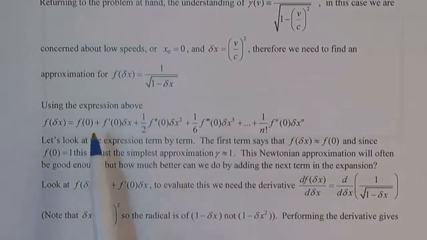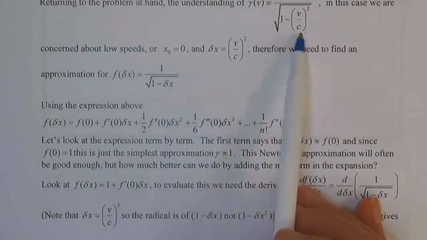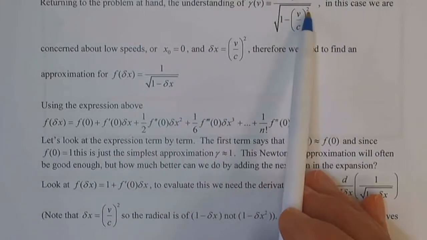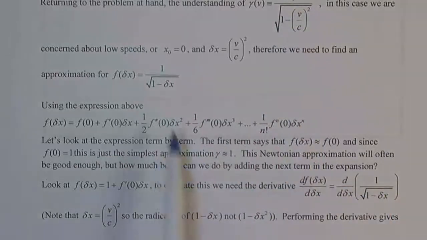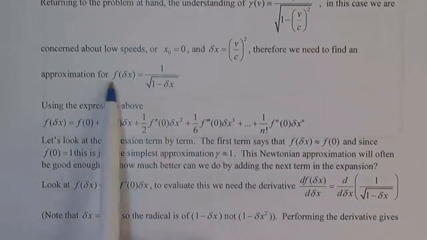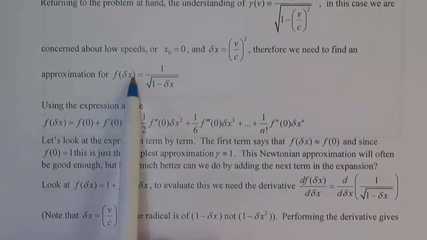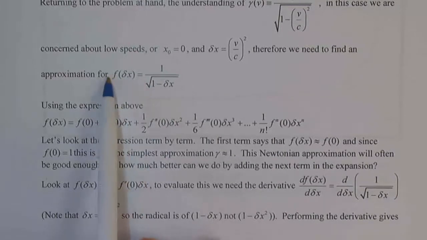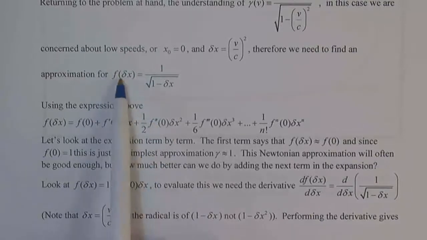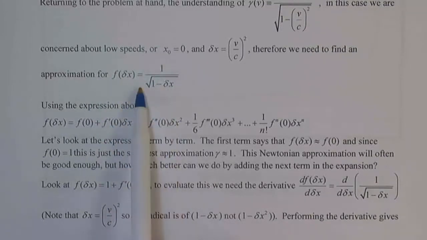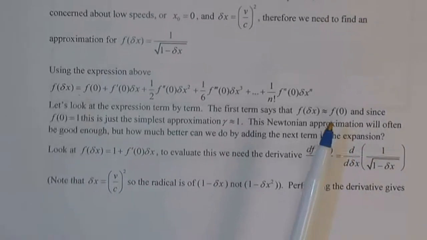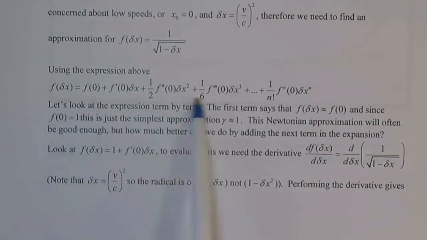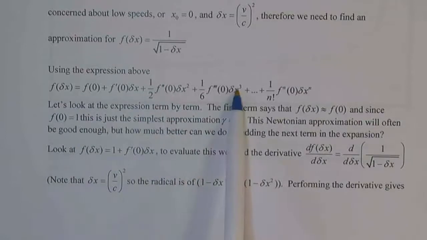So my velocity is close to 0, and delta x in this expansion is going to be v over c quantity squared. So my small quantity is going to be v over c squared. So then our function is a function of v over c quantity squared. And I could have put a 0 here for x0, but I chose not to write it here. So I have 1 over the root 1 minus delta x. So delta x is my difference from my velocity of 0. It's going to be my low velocity limit. This is our power series expansion, the Taylor series, and we're going to carry it out for 3 terms.